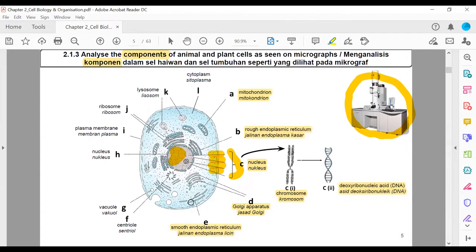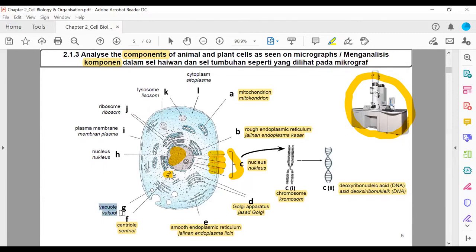Ini gambar dia. F, we have centriole. Kita ada something yang dipanggil sebagai centriole. Dan untuk makluman you, centriole hanya dijumpai di dalam animal cells sahaja. Plant cells don't have centriole. Sel tumbuhan memang tak ada centriole. Animal cells only has centriole.